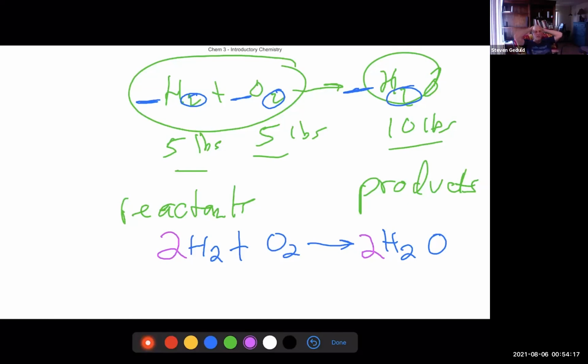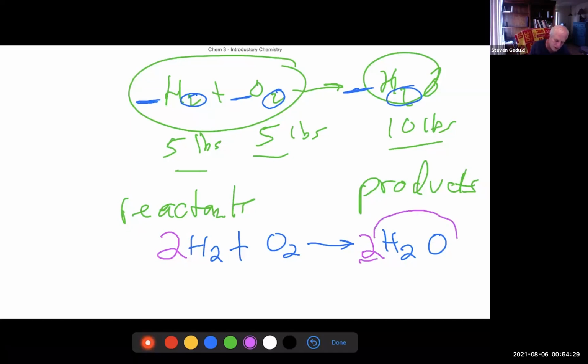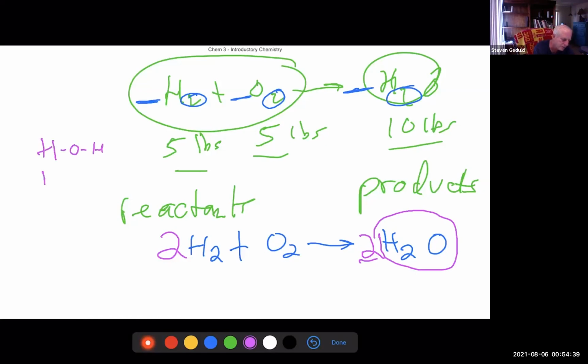That gives me 4 hydrogens on the left, 4 hydrogens on the right, 2 oxygens on the left, 2 oxygens on the right. Because this number here, this coefficient, applies to everything in the compound. I've got 2 of those. Another way to look at it is I have H2O. That's what H2O is, right? I have 2 of these molecules. So look at this. We have 4 hydrogens and we have 2 oxygens.